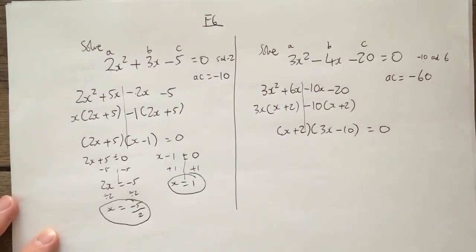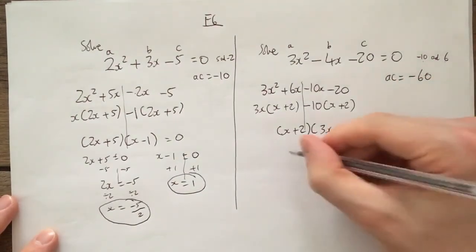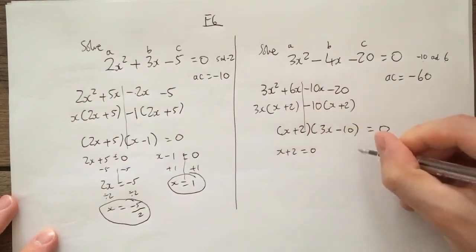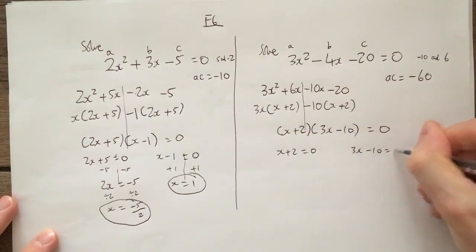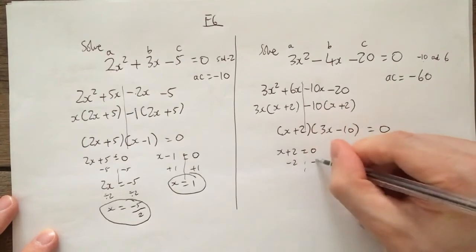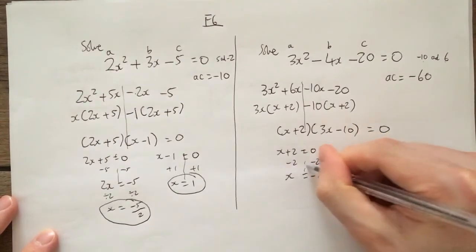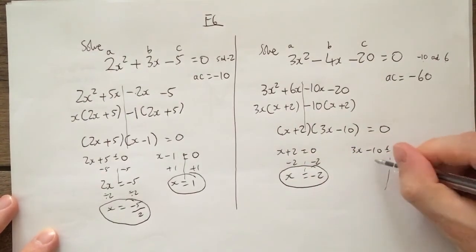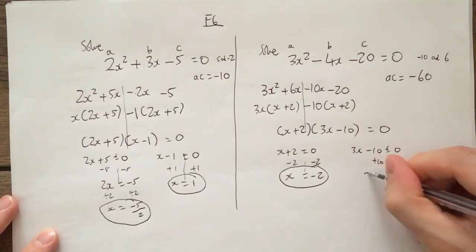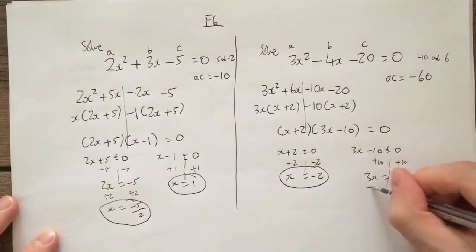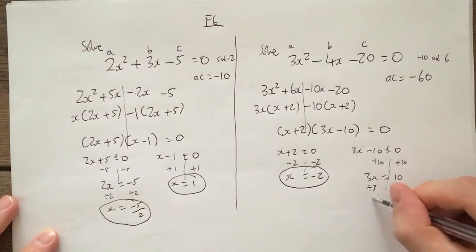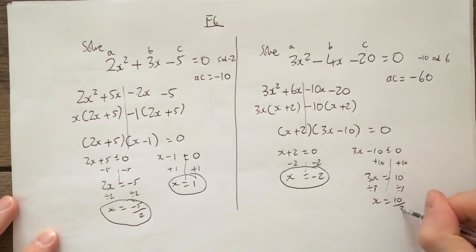It's not, it's to solve it. So therefore I now do x plus 2 equals 0 and 3x minus 10 equals 0. Minus 2, x equals negative 2. Add 10, 3x equals positive 10. Divide by 3, x equals 10 over 3.